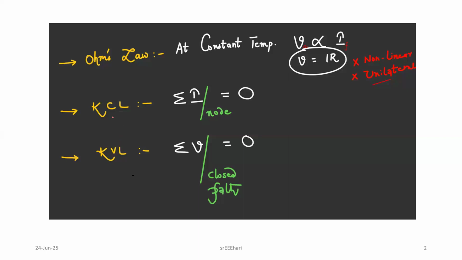KCL stands for Kirchhoff's current law: the algebraic sum of all the currents meeting at a junction or node is equal to 0. KVL stands for Kirchhoff's voltage law: the algebraic sum of all the voltages in a closed path is equal to 0. This one comes from the law of conservation of energy, whereas this one comes from the law of conservation of charge.